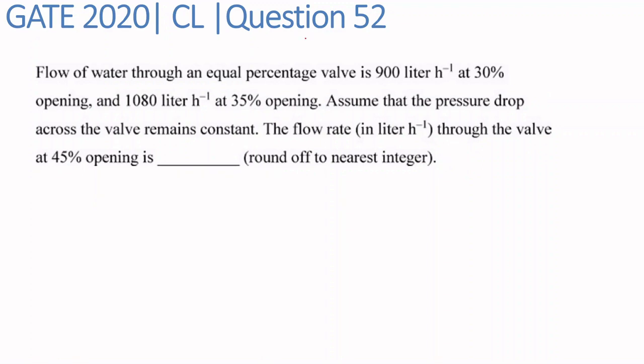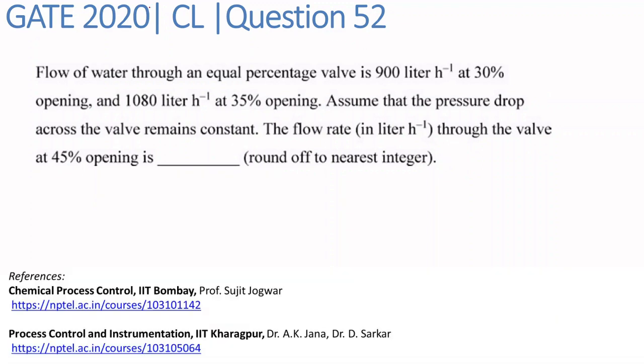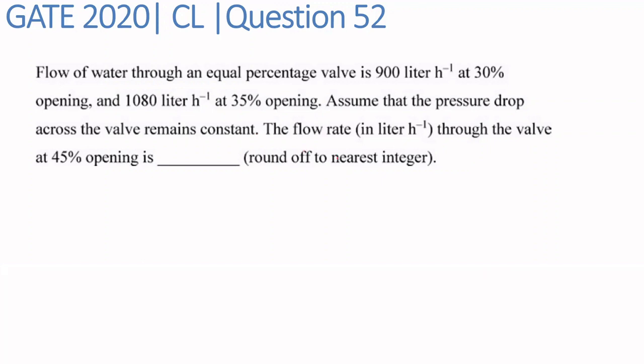Hello everyone. We are solving question number 52 of the GATE 2020 chemical engineering paper, related to the subject of process control and instrumentation. The question is: flow of water through an equal percentage valve is 900 liter per hour at 30% opening and 1080 liter per hour at 35% opening. Assume that the pressure drop across the valve remains constant. The flow rate in liter per hour through the valve at 45% opening is dash.